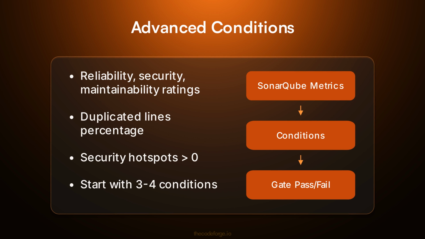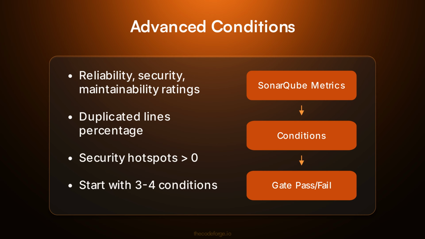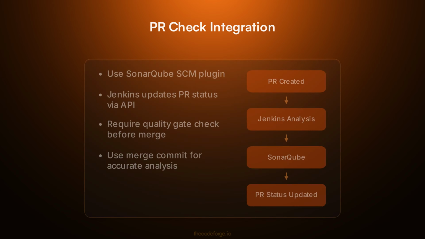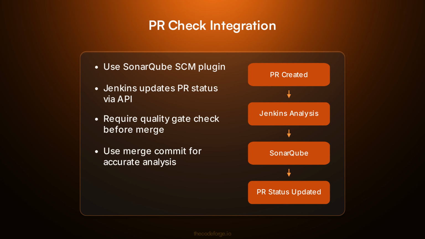Beyond coverage and bugs, SonarQube offers advanced metrics like reliability rating, security rating, and duplicated lines. Start with a minimal set of conditions and iterate based on team feedback. Integrate quality gates with pull request checks by using the SonarQube plugin for your SCM. Jenkins can update the PR status based on the gate result, providing immediate feedback to developers.